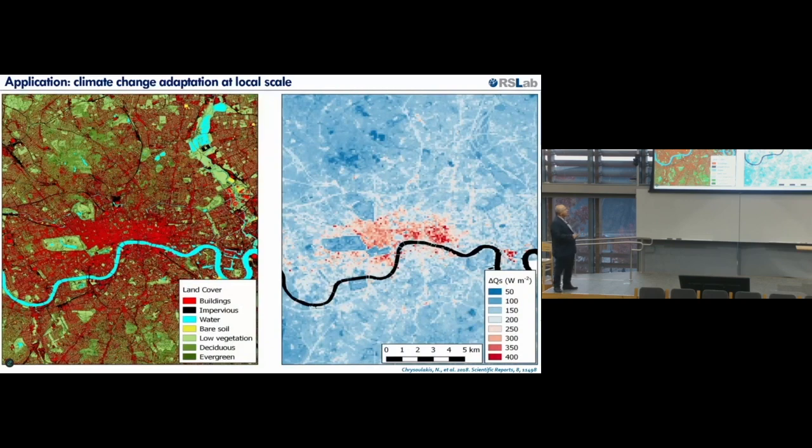And this is the land cover classes in London, and in red you can see buildings. And here this is the output of our model. It was published in our publication in Scientific Reports 5 years ago. And you see in these areas we have skyscrapers and high buildings. The delta QS is much higher.